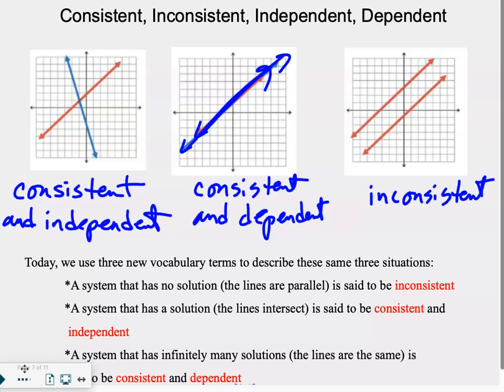Does everyone have the three situations? Do you need another minute? It's okay if you do. That's fine. Okay, so if every single point on the line is a solution, then the system is consistent and dependent. Basically, if they're the same line. And what about the other one? There's just one solution. They just cross at one point.